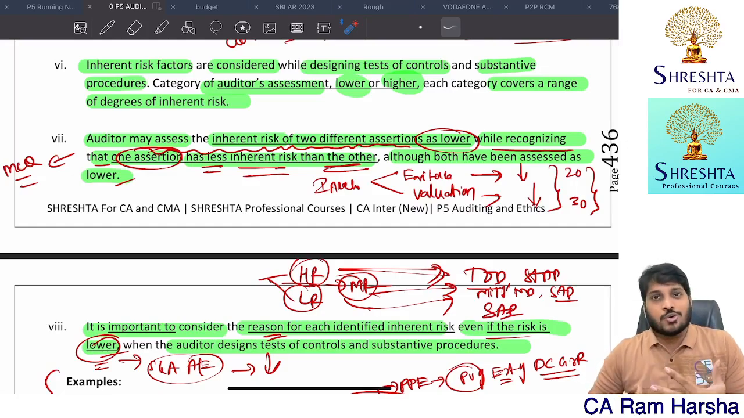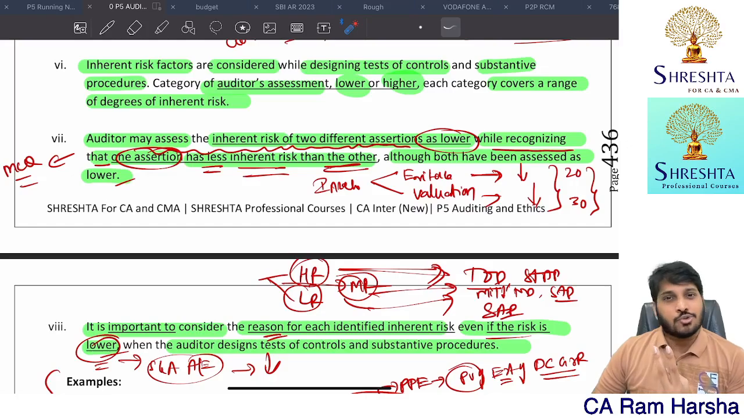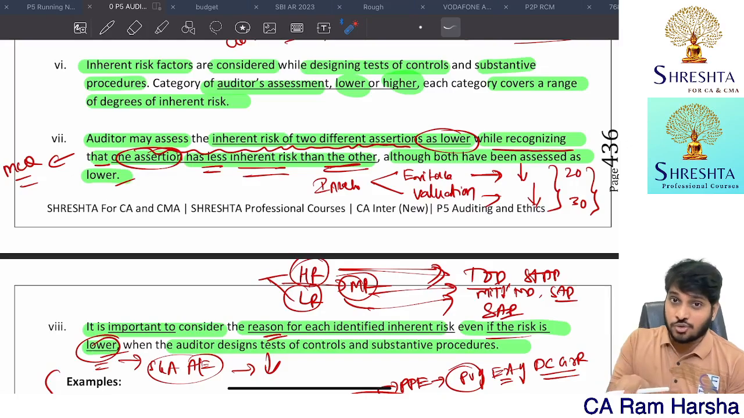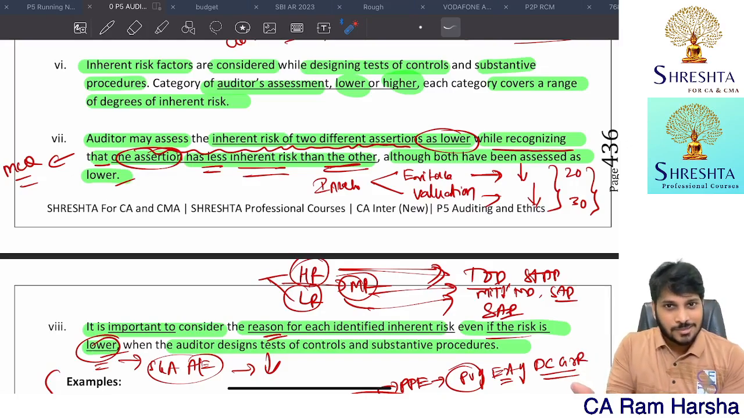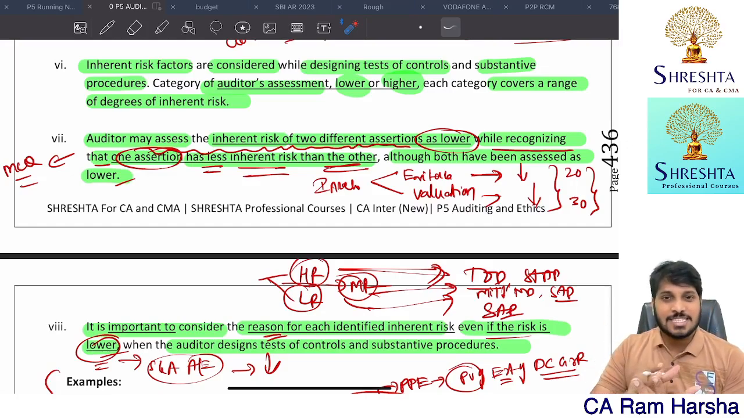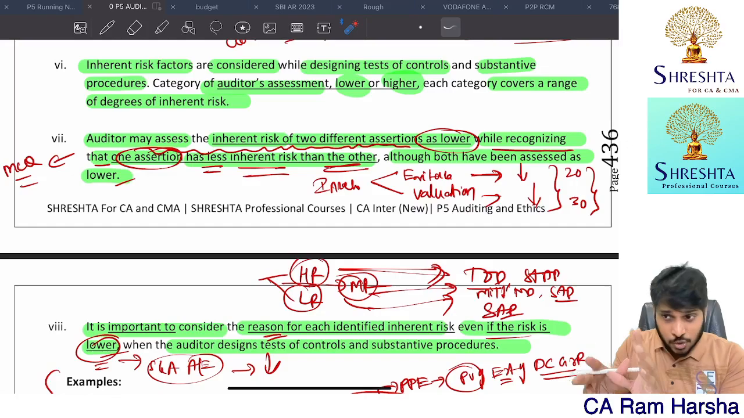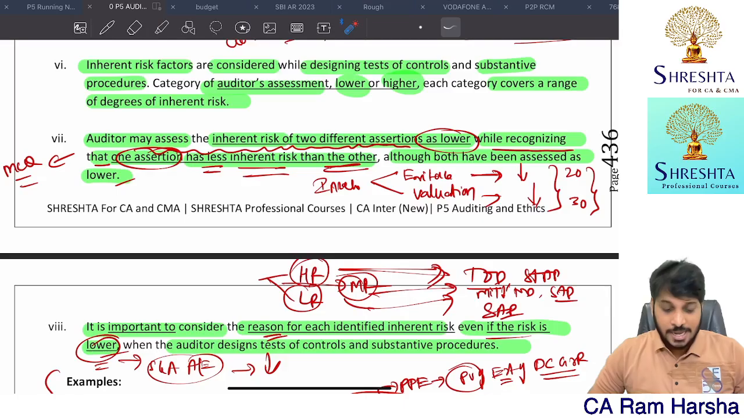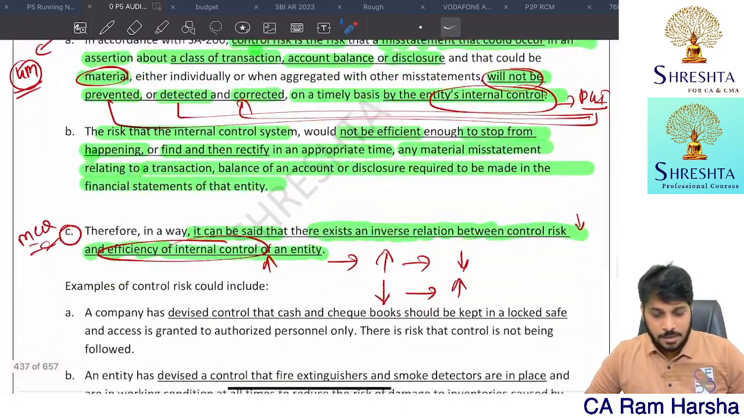Suppose you went to a showroom and saw 2 shirts, and both of them are not good. But if I ask you among these 2 which is better, you will tell, right? Same logic. Auditor felt that for both assertions, existence and valuation of inventory, the risk is low. But if I ask among these 2 where it is higher, can you figure out? Yes, that's what the sentence is. MCQs might come. Getting it?